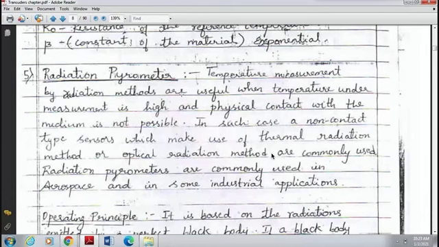Now when you go to industries, chemical industries, the temperature will be of very high, boiling temperatures, it will be of very high ranges. So there you cannot directly go and insert a probe inside that medium, and you cannot go in contact with that medium where you have to measure the temperature. In those cases you can use radiation pyrometers to measure the temperatures. Okay, so you can look here the applications where you can use this radiation pyrometers, and it is commonly used in aerospace and some industrial applications.